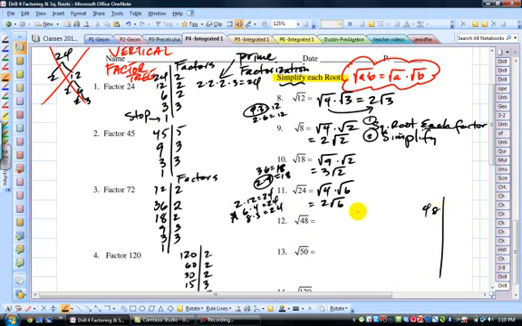Okay, we're back now. I'm going to factor it here. 48 divided by 2 is 24. Divided by 2 is 12. Divided by 2 is 6. Divided by 2 is 3. Divided by 3 is 1, and we're done.